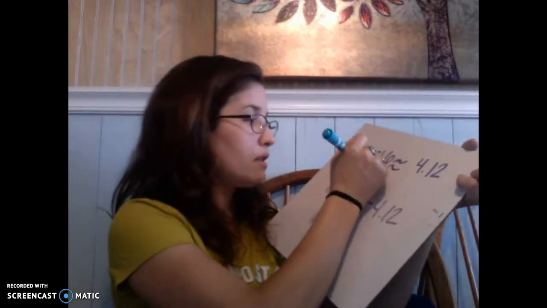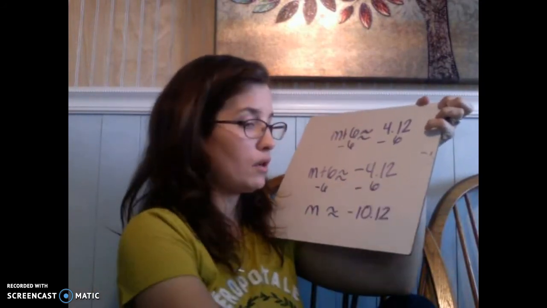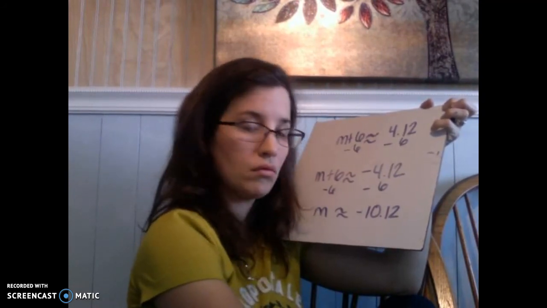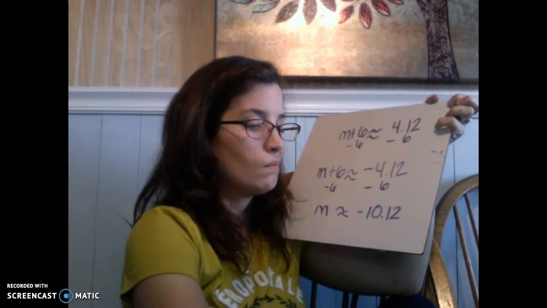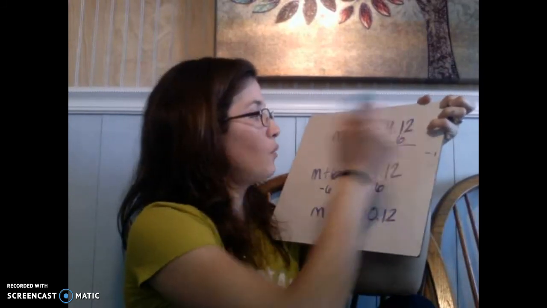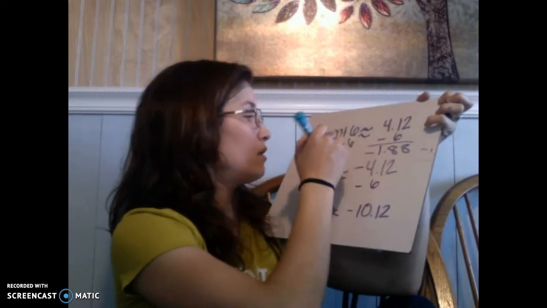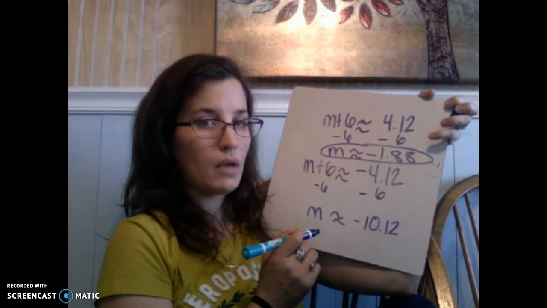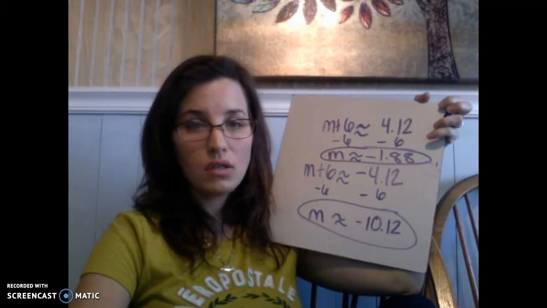All right, so now I'm just going to subtract 6 on each side. And this one would be roughly negative 10.12. And then the next one is going to be 4.12 subtract 6, which would be negative 1.88. So I could say my two solutions are roughly m is equal to negative 1.88 or m is equal to negative 10.12.